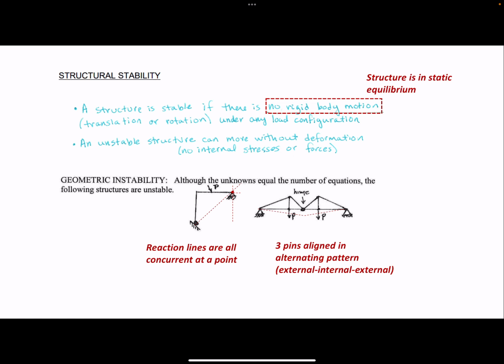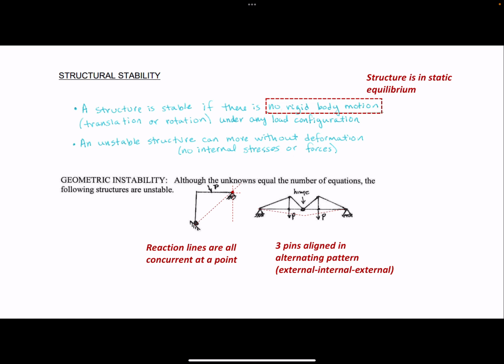All right, so now back to stability. As I alluded to earlier, an unstable structure is something that can move without deformation, right? So that's the second bullet point down here. If it's moving without deformation, that means it's undergoing rigid body translation or rotation. So if you have rigid body movement, then that's not causing internal stresses or forces, and that's unstable. So all the configurations, I should say, that you dealt with in EGEN 202 dynamics, those would all be considered unstable in this class.